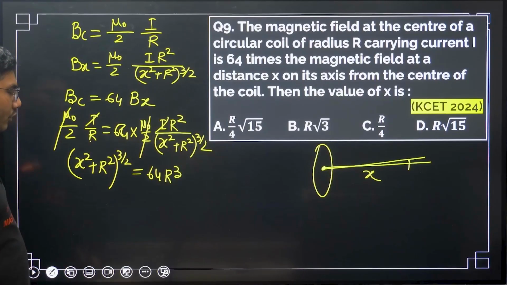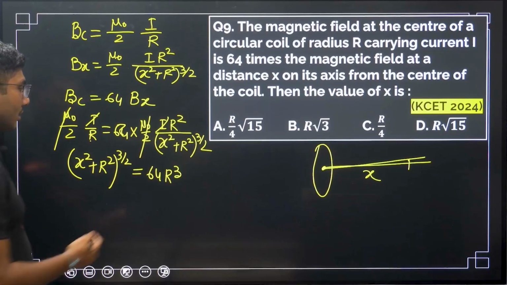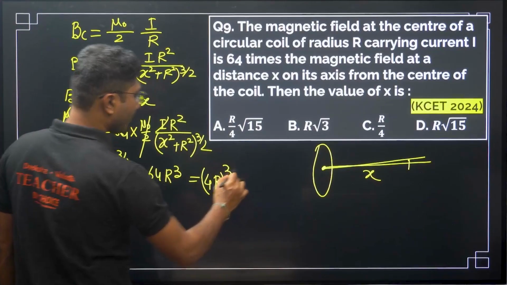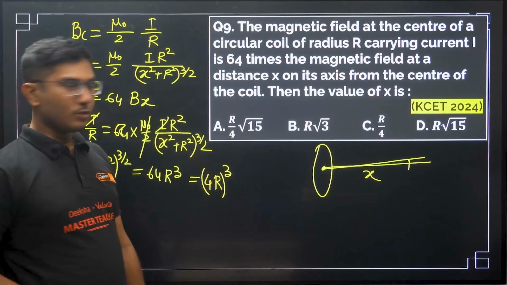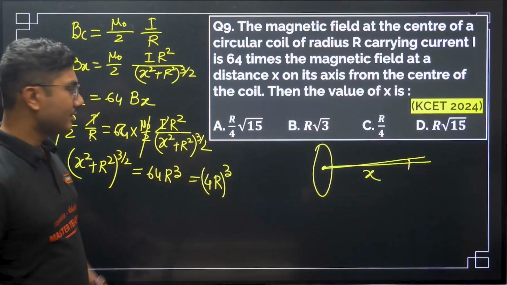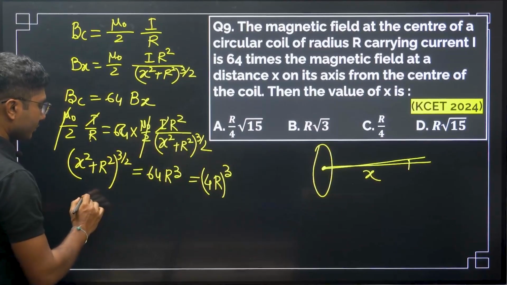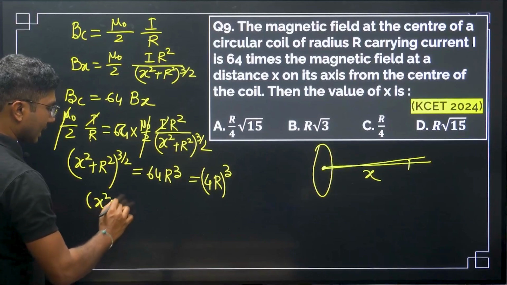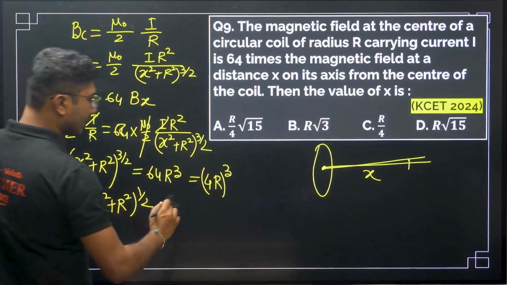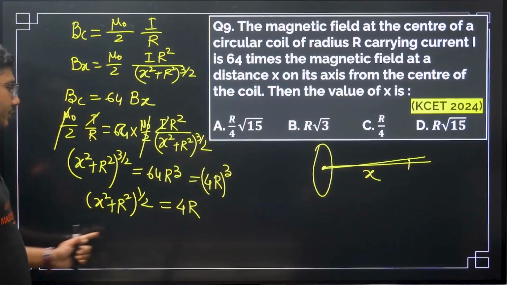Now what we will do, first we will write this as (4r) whole cube. 64 is 4 cube, right? What is the reason behind that? We can take a cube root of both sides. So we get (x square plus r square) to the power half. Cube root means multiply by 1/3 in the power on both sides. So this is how you get it.